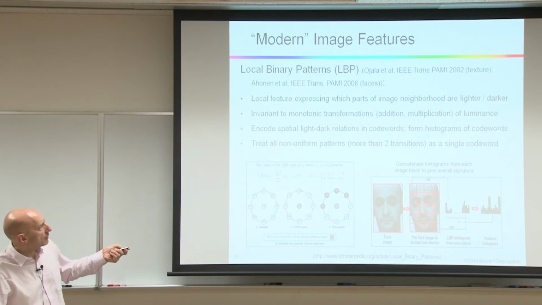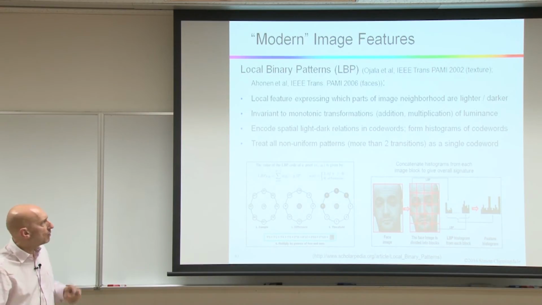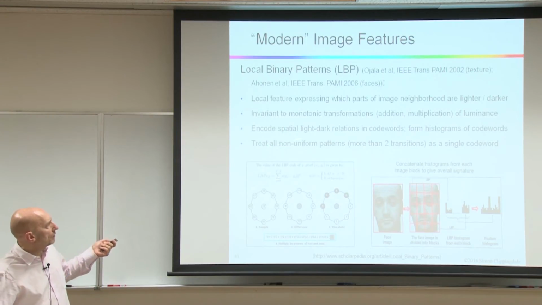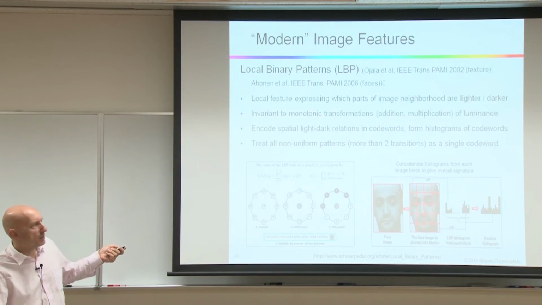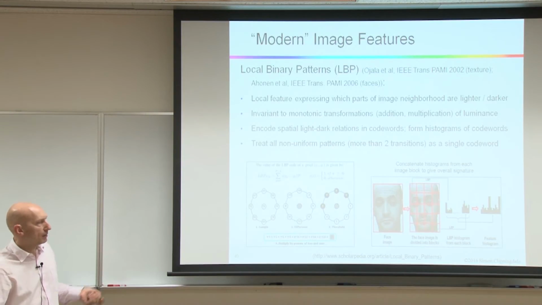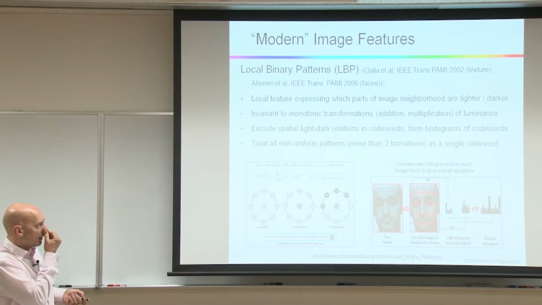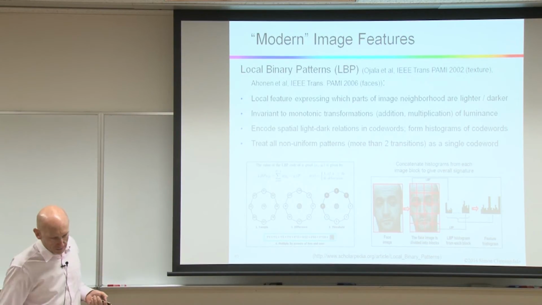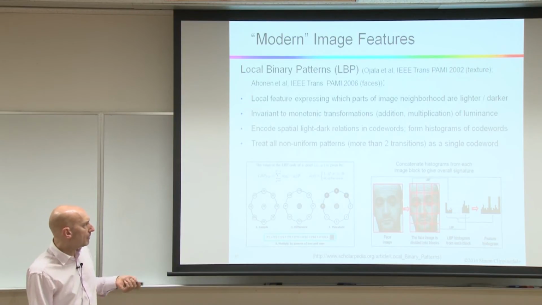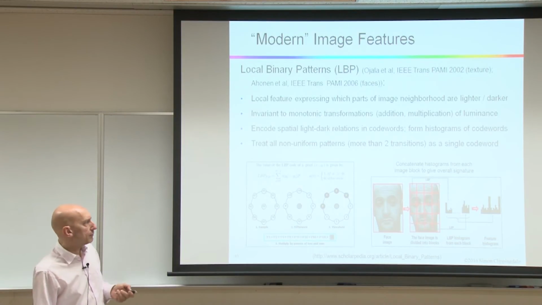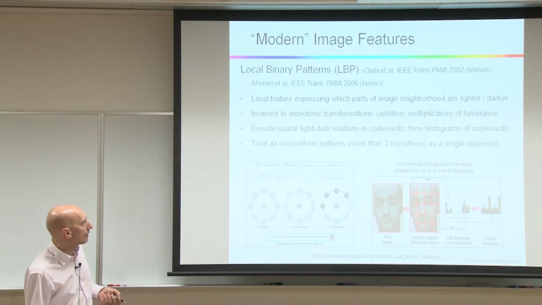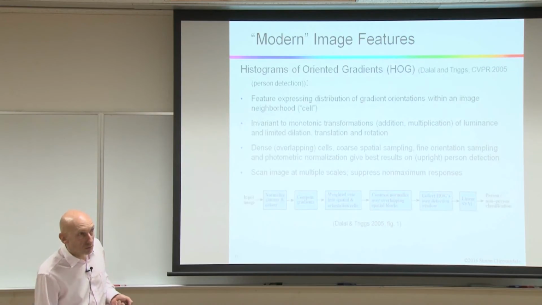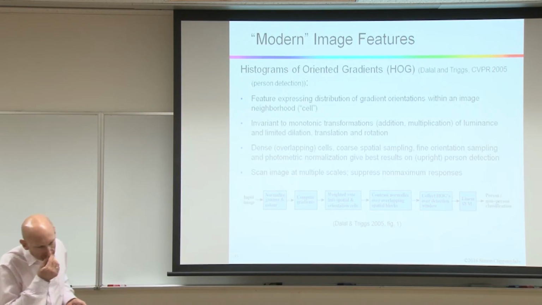You can learn particular code words that are more common than others and treat all non-uniform patterns, for example, which means that when there's more than 2 transitions as you go around light, dark, those are untypical. You can treat them as a single code word, and it enables you to find salient features rather quickly. I won't go into too much detail because we're going to run out of time if I do.